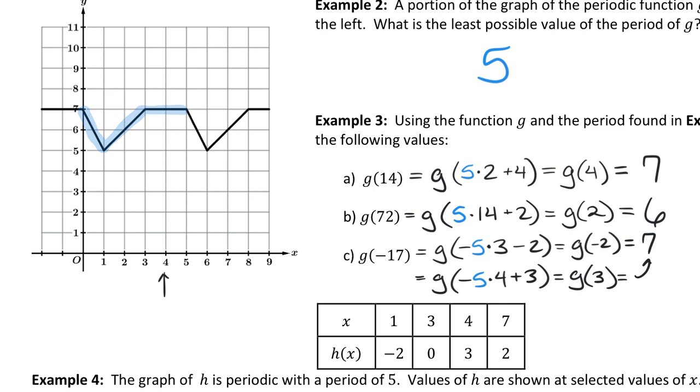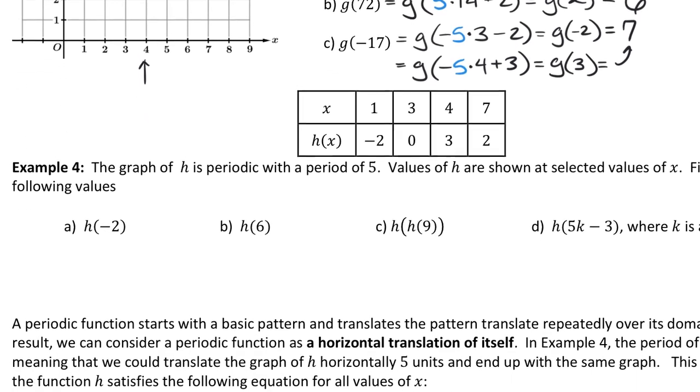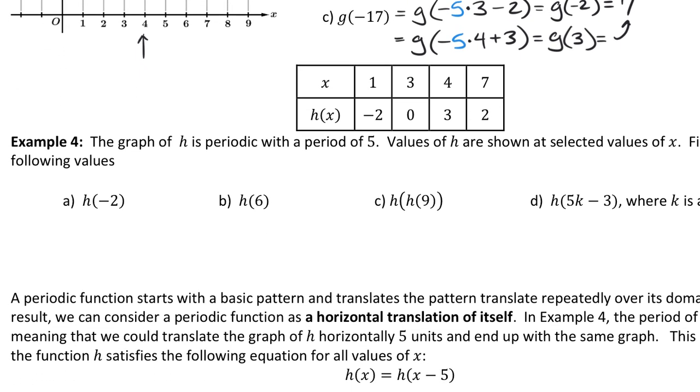Make sense? Okay. So similarly, I can ask you the same kind of question but give you a table. In this table, it does give you the period. It says the graph of h is periodic with a period of 5. So that means we know, just like the example above, this one repeats every 5 units. It's not always going to be 5. We just picked 2 examples with 5. The values of h are shown at selected values.